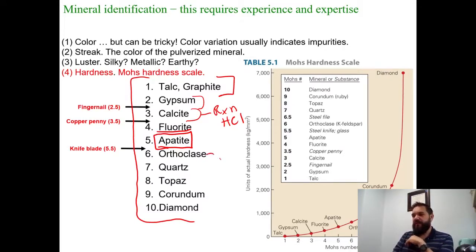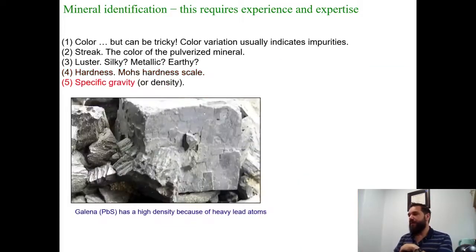Orthoclase is a type of feldspar. That's number 6. Number 7 is quartz. Number 8 is the gem topaz. Number 9 is the gemstone corundum. Corundum is sapphire and ruby. And number 10 is, of course, diamond. Okay. So, specific gravity is another thing.